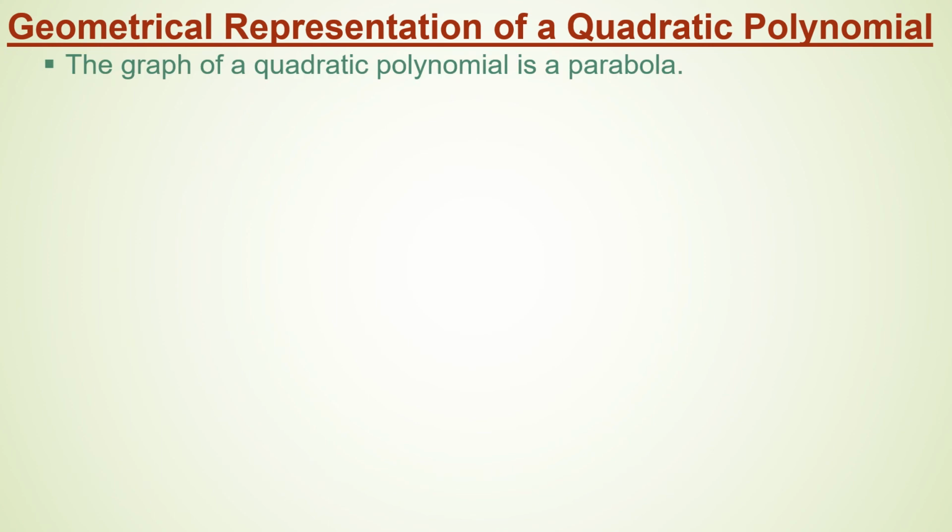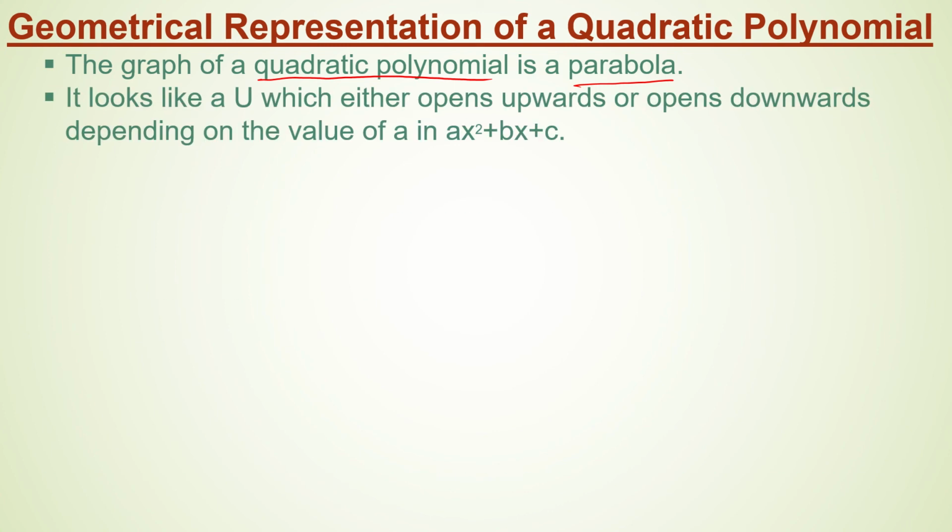Geometric representation of a quadratic polynomial. The graph of a quadratic polynomial is a parabola. A parabola is basically a U-shaped curve. It looks like a U which either opens upwards or opens downward. And it depends on the value of a in ax square plus bx plus c. So it will depend upon the coefficient of x square.